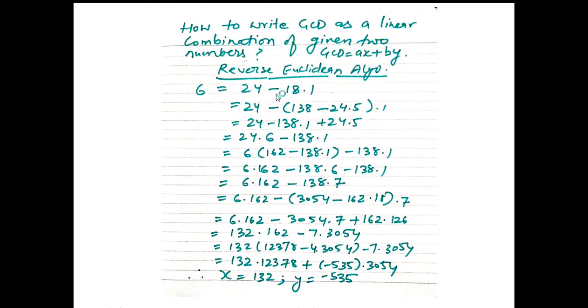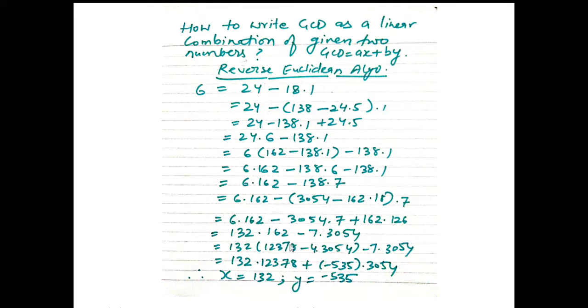6 = 24 − 18 × 1. Then substitute 18 = 138 − 24 × 5, so 6 = 24 − (138 − 24 × 5) × 1. Open this bracket and combine the same terms, 24 × 1 and 24 × 5, because 24 × 6, and this 138 as it is. Then substitute the value of 24, again open the bracket and multiply. Then combine the similar terms. This 138 × 6 and 138 × 1, combine them, it becomes 138 × 7. Then substitute the value of 138, again open the bracket and combine the similar terms which have similar coefficients.